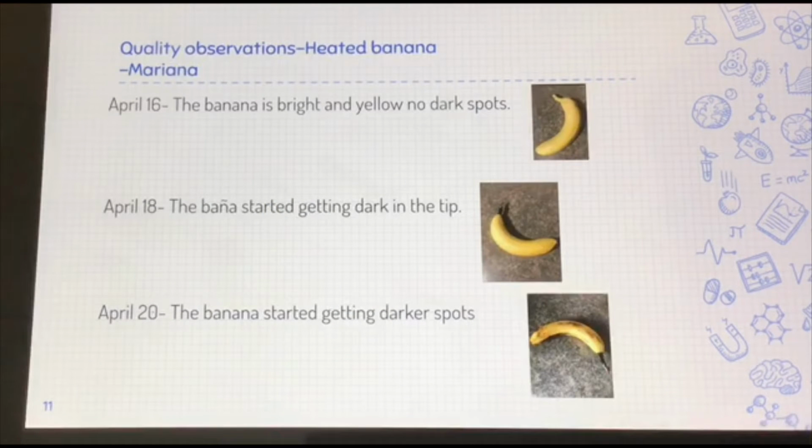So my observations for the heated banana were: on April 16th, the banana was bright yellow. It didn't have any dark spots. On April 18th, the banana started getting dark at the tip. April 20th, the banana started getting dark spots.